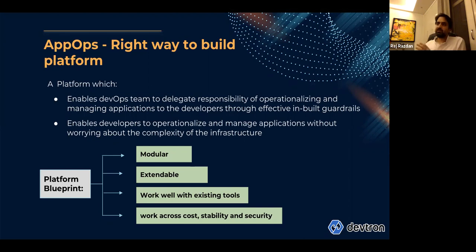And the final tenet of the AppOps approach, the AppOps way of building platforms, the cloud native way, is we looked at any business, whether the user group is a developer or a DevOps person, and any business essentially looks at three fundamental tenets, which we are going to talk about in a short while: stability, cost, and security.